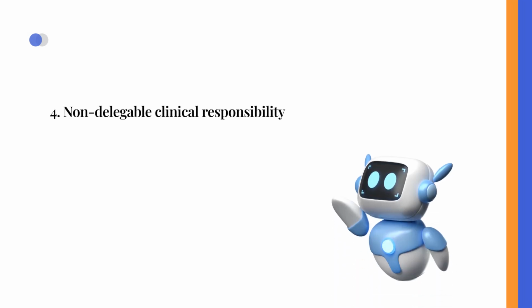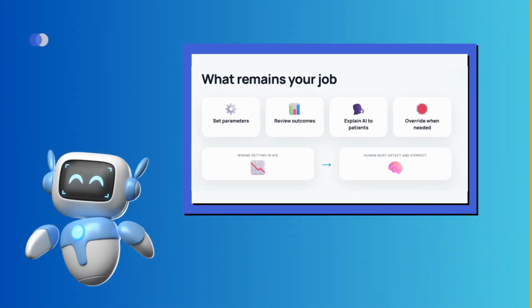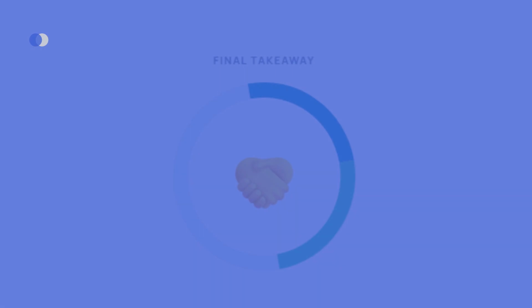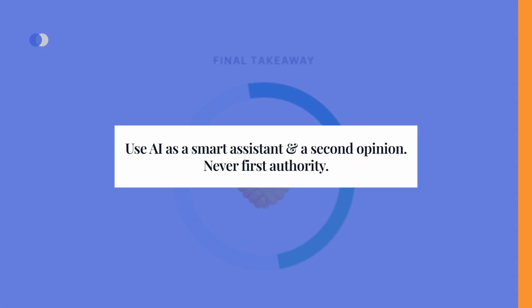4. Non-delegable clinical responsibility. Even with strong or highly automated systems, some responsibilities cannot be delegated. Settings, interpretation of unexpected outputs, communication with patients, and follow-up of incidents remain human responsibilities. A useful phrase for practice is this: we use AI as a smart assistant and a second opinion, not as a first authority. This mindset keeps you and your patient in the driver's seat even as systems become more capable.